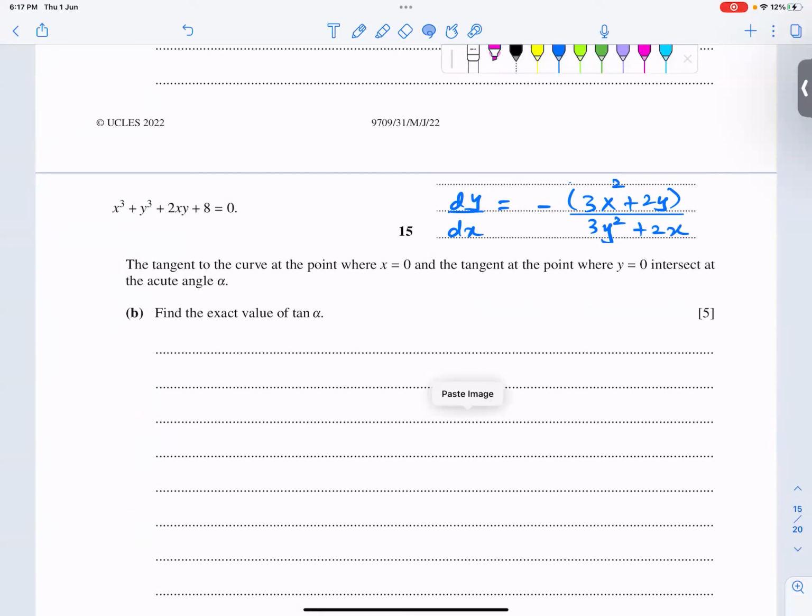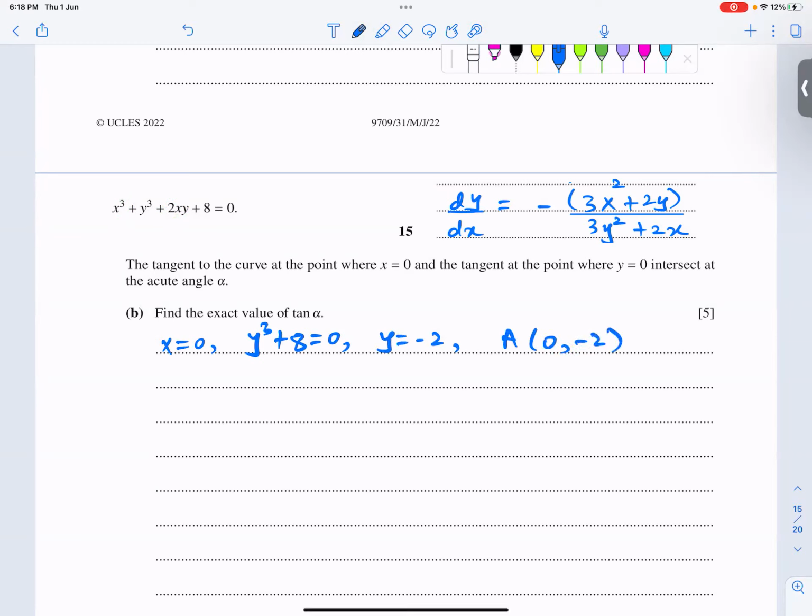The tangent to the curve at the point where x = 0. We have just one coordinate of that point, so first of all we find the second coordinate. Put x = 0 in the given equation. The 0³ term and the 2xy term will be 0. So we just have y³ + 8 = 0, and y = −2. Call this point A (0, −2).